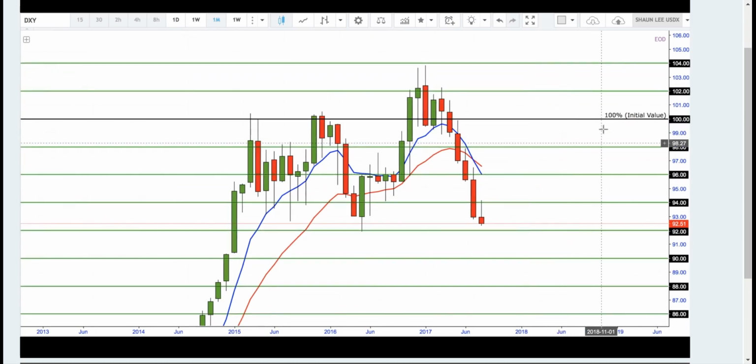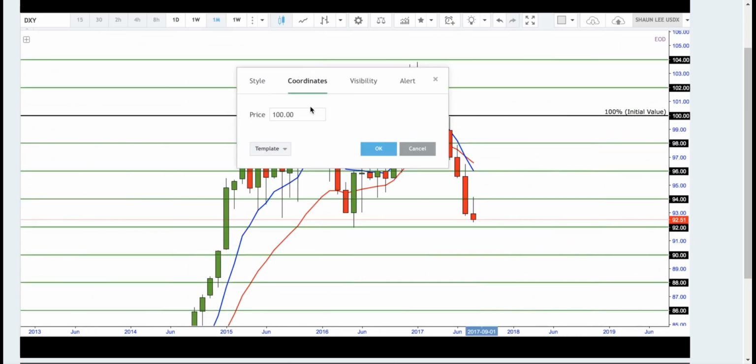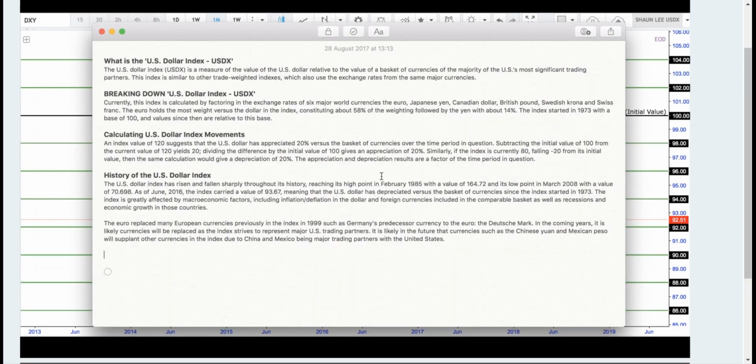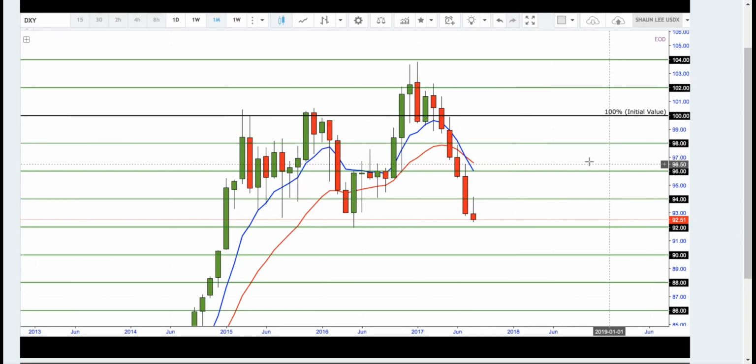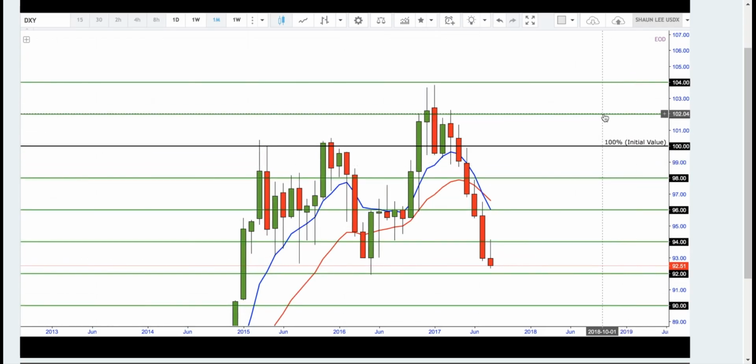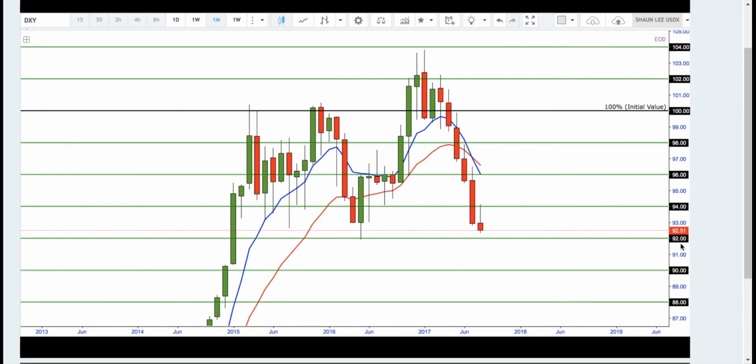Now, the levels. So I would like you to plot 100 on. I keep my 100 level, put it on there, put the coordinates in, and keep it to the highest degree of thickness. Show text alignment right top and right, with a 100% initial value, just to remind us. Why do we do that? Because the initial value is always going to be 100. So as I mentioned, an index value of 120 is 20% up. Index value of 80 is 20% down. So it's good to just have that on there, just to remind us. Other than that, key level wise, I do it every 102, 104, 98, 96, and so on. So if you guys can go ahead and do that.